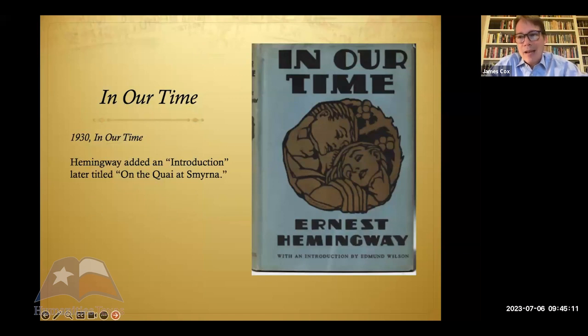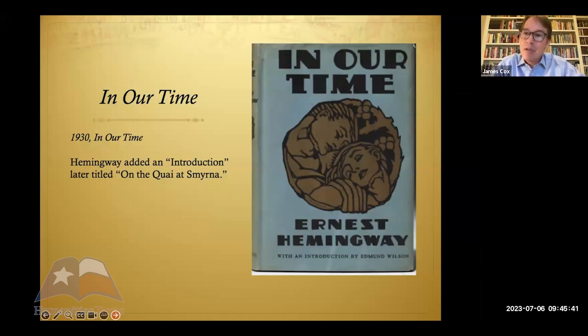And then it came out again in 1930. So, okay, now see, I've already lost track of how many this is. It's 4 or 5. Excuse me. So it came out again in Our Time with a new introduction that in subsequent editions was renamed again. So this is the collection then with this history into which Hemingway put a tremendous amount of thought.